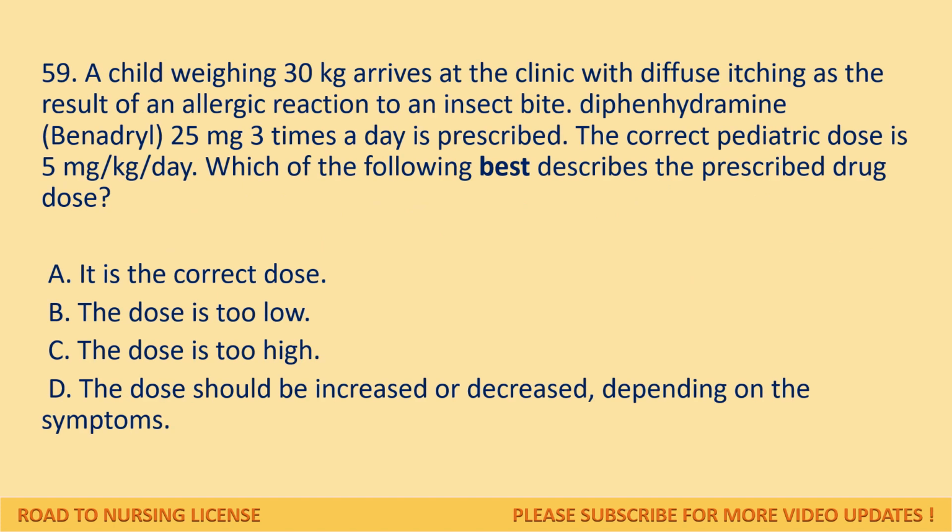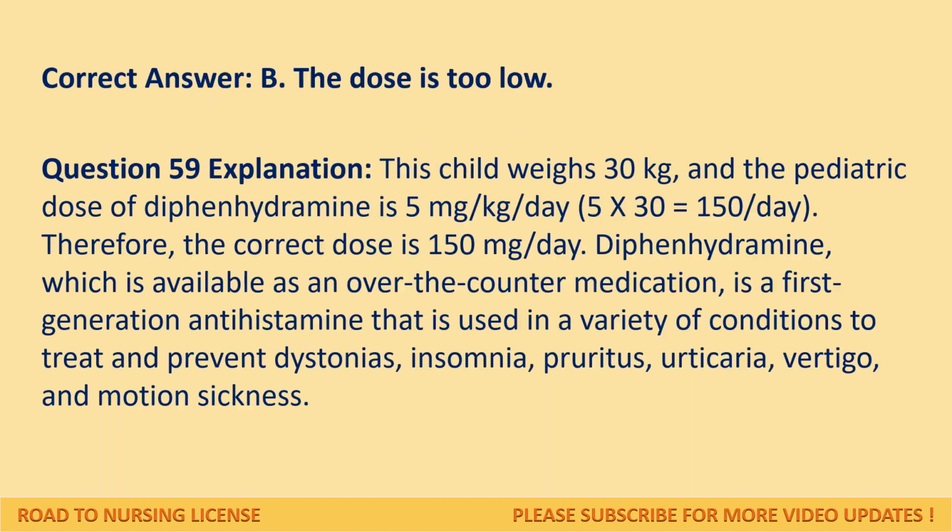Question 59. A child weighing 30 kilograms arrives at the clinic with diffuse itching as the result of an allergic reaction to an insect bite. Diphenhydramine, Benadryl 25 mg 3 times a day is prescribed. The correct pediatric dose is 5 mg/kg/day. Which of the following best describes the prescribed drug dose? A. It is the correct dose. B. The dose is too low. C. The dose is too high. D. The dose should be increased or decreased, depending on the symptoms. Correct answer, B. The dose is too low.